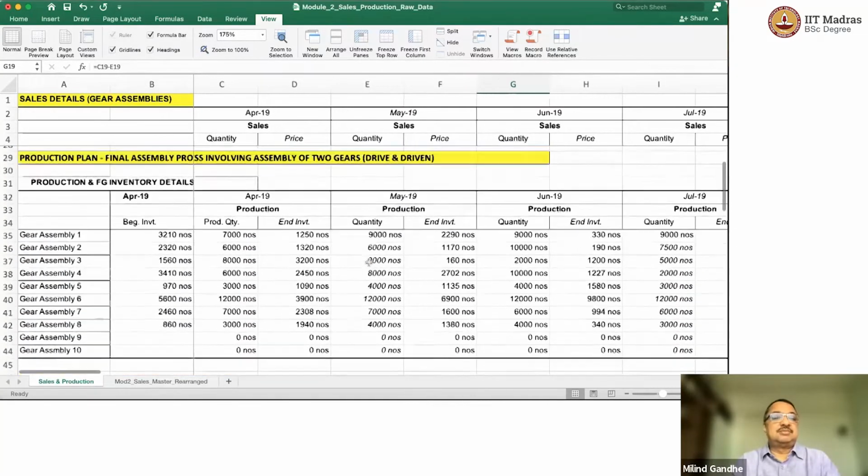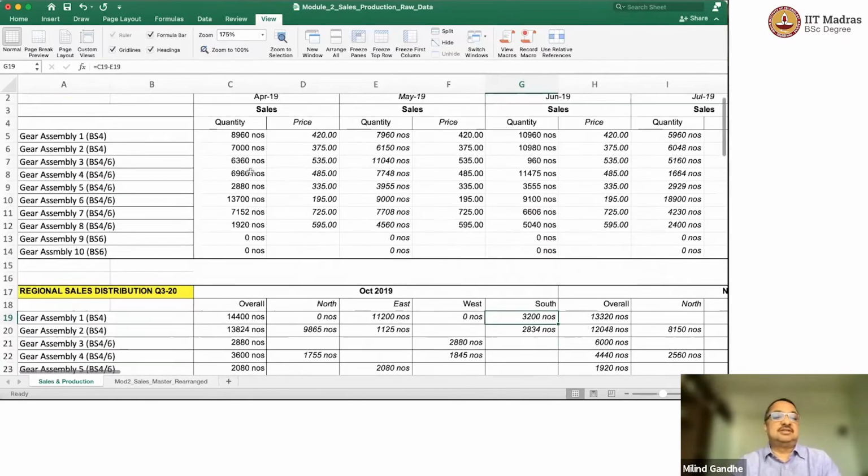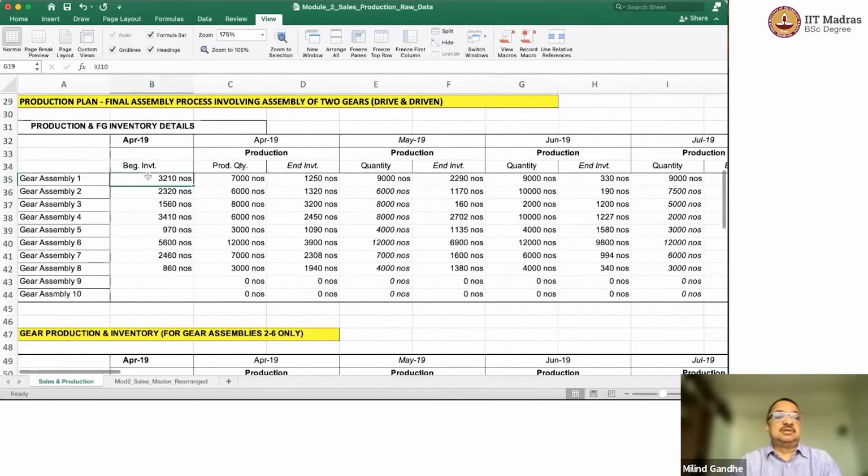Then the next table seems to be, let me unfreeze this, and now let's look at this table. Okay.